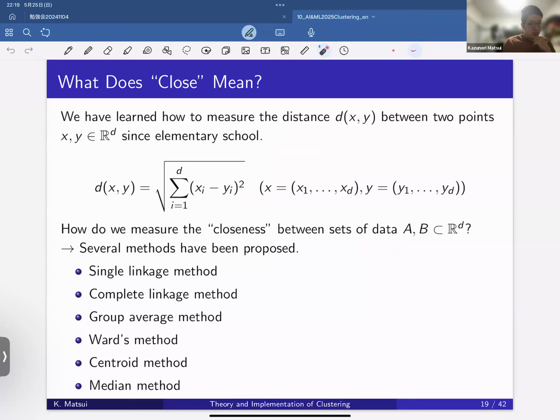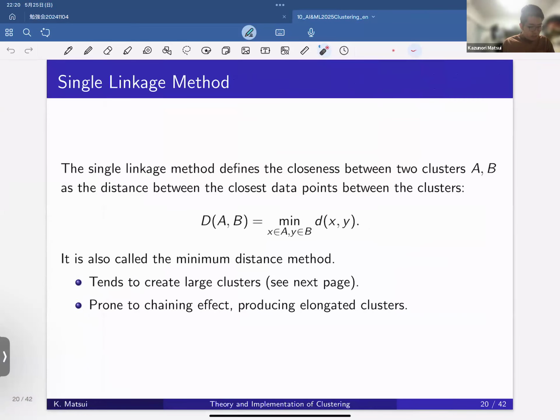A representative example is Euclidean distance. So how do we measure the closeness between sets of data? This is not uniquely determined, and various methods have been considered. Let me introduce them one by one. First, there is the single linkage method, which is the simplest.